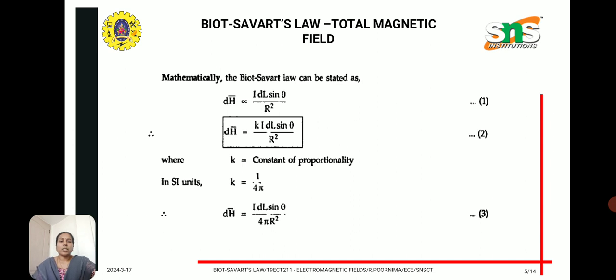So Biot Savart law's mathematical expression can be given as dH equal to I dl sin theta divided by r squared. So it is proportional. So the proportionality constant k is added, and k is the constant of proportionality, whose value is 1 divided by 4 pi.